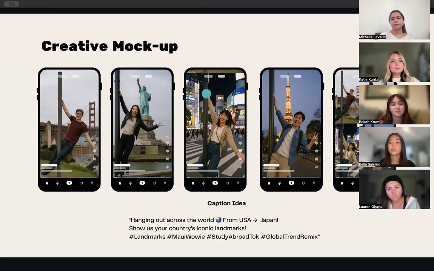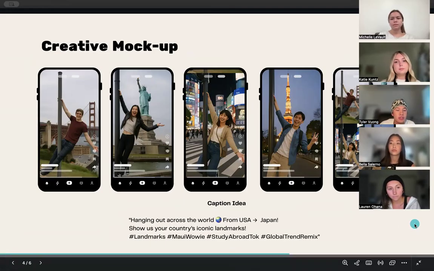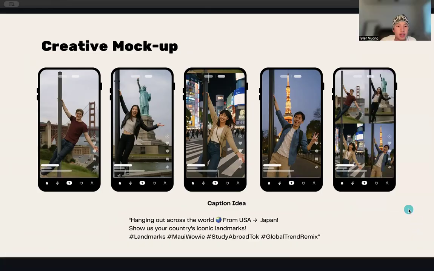And then this is just sort of like an example of a creative mock-up. So on the left slide, you can see there's a person hanging out outside of the Golden Gate Bridge doing the challenge. And then in the next clip, there's obviously someone outside of the Statue of Liberty. In the next one, there's someone outside of the Shibuya crossing and then the Tokyo Tower. And then the final clip, it's like a collage of all of them doing it together.